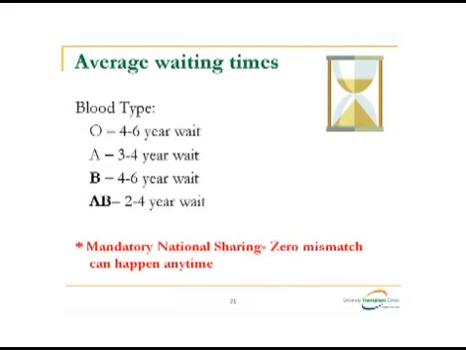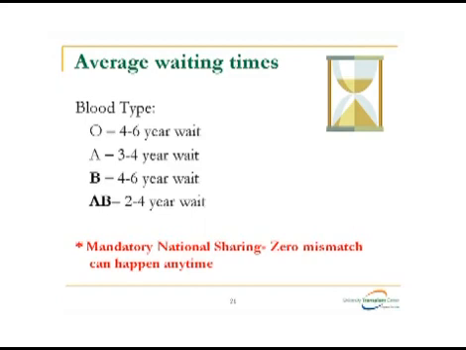Wait times. This is one of the most difficult factors and most important factors for patients to understand. The average wait time for a patient with blood type O is approximately 4 to 6 years. Blood types A are 3 to 4 years wait time. B, 4 to 6 years, and AB, 2 to 4 years.